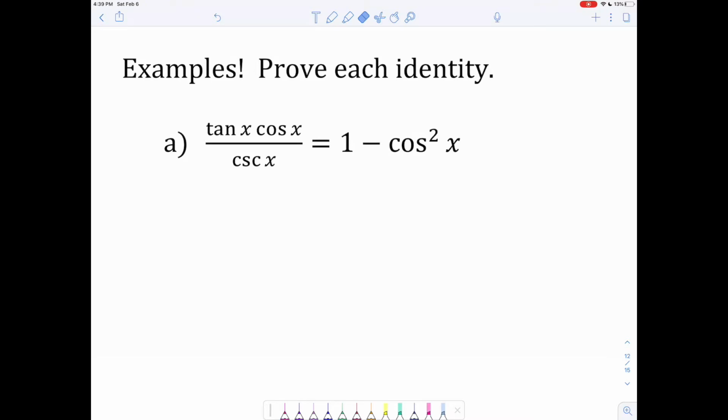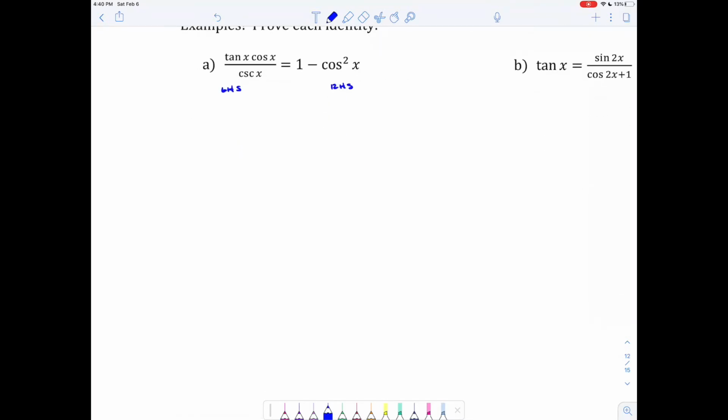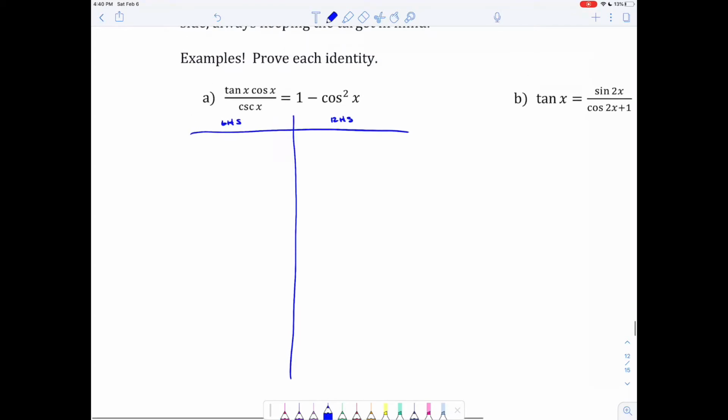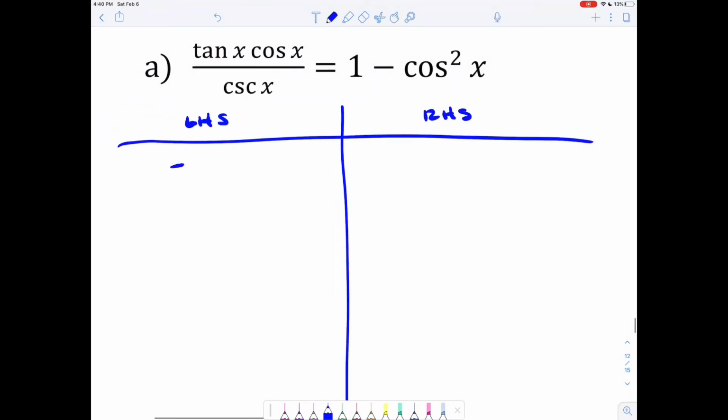I'll just provide us a little bit of setup here. As we do this, we may want to, and we should, divide this into a left side and a right side. And then with that done, just carve a line right down there, although I could do a better line than that. Good enough. So we have our left side, or left-hand side, if you will, and our right side. And we're going to work with them independently. So on my left side, I have tan x cos x divided by cosecant x. On my right side, I have 1 minus cos squared x.